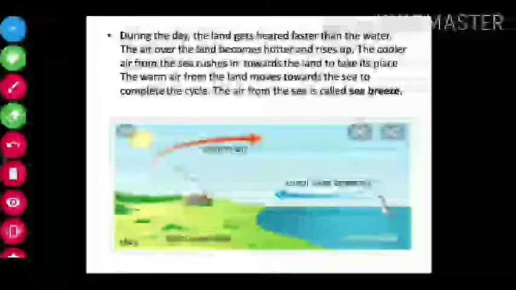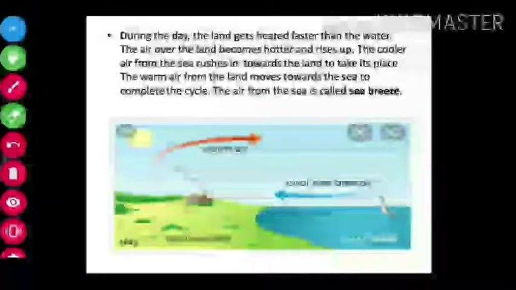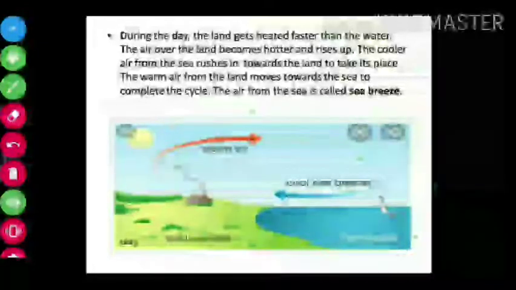So let's see. During the daytime, the land becomes warmer and hotter faster than the water. Water will not become that hot as fast, but land becomes hotter faster. Then the air over the land also becomes hotter and it will rise up. So here, due to the sun, in the daytime the air becomes hot and it will move up.